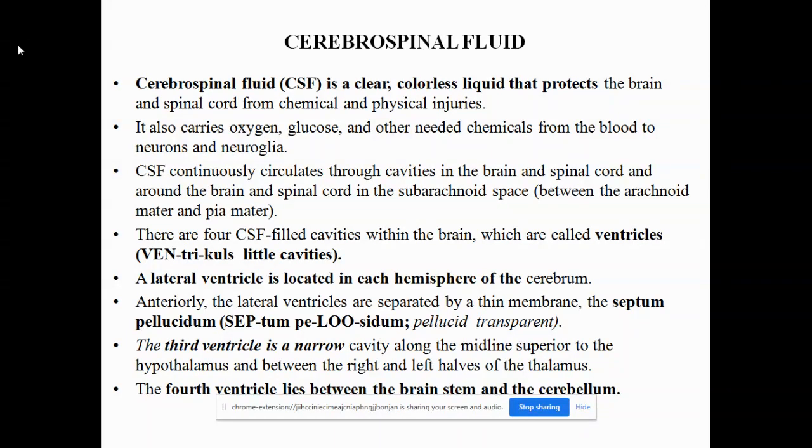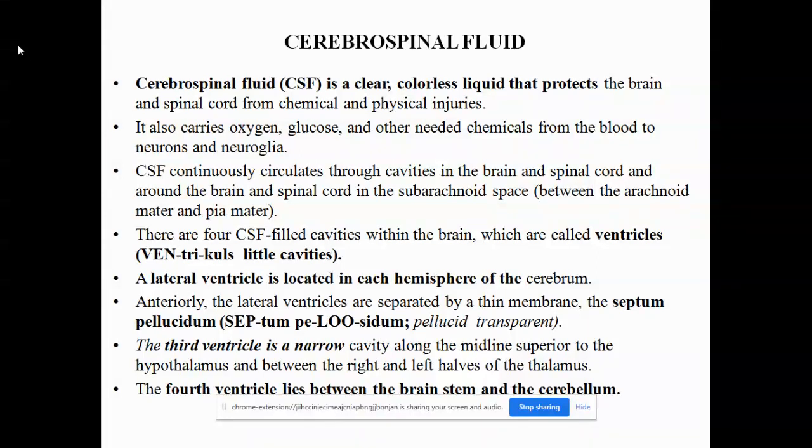We know there are three protective layers. That is the meninges, the outer vertebral column for the spinal cord, and the skull for the brain, and the third protective layer is the cerebrospinal fluid. So, what is cerebrospinal fluid? It is a clear, colorless liquid that protects the brain as well as the spinal cord from injuries. It can be either a chemical injury or a physical injury.